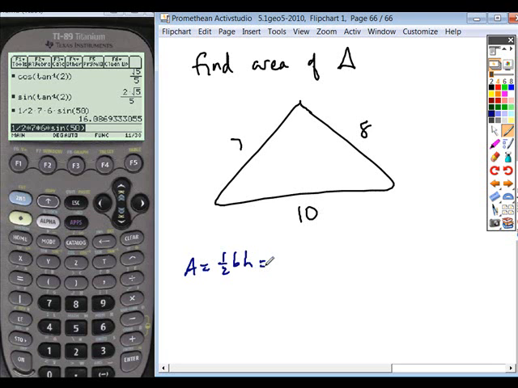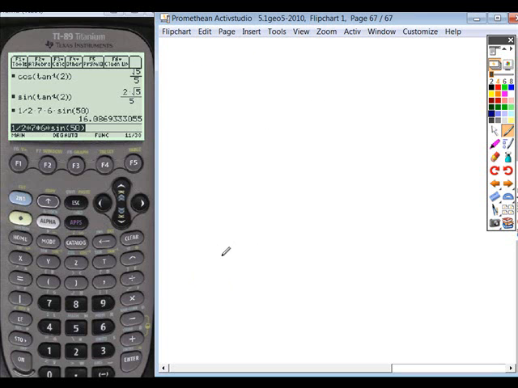We'll start with the same process, 1/2 base times height. It doesn't matter which base you choose. Technically it doesn't. The one problem though, if you choose, let's say the triangle was written, but it wasn't necessarily written to scale, it is possible that you would be dealing with an obtuse triangle.